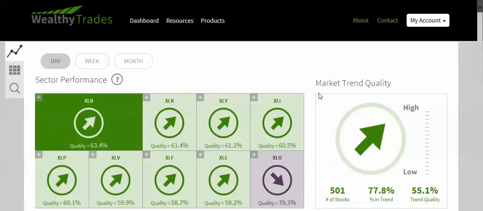I then want to understand what the market trend quality is. This is the overall gauge of the direction that the market is moving in. If the arrow is up, it tells me that the market and the overall trend, the bias I should have for the next day, week, or month, should be to the upside. That's great. Now I can check off step number 1. But Wealthy Trades takes it further than that.